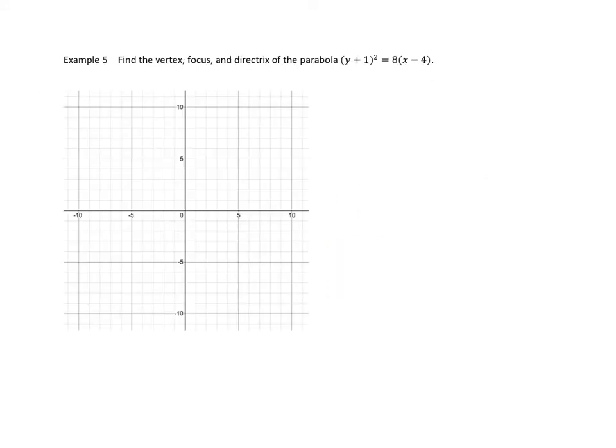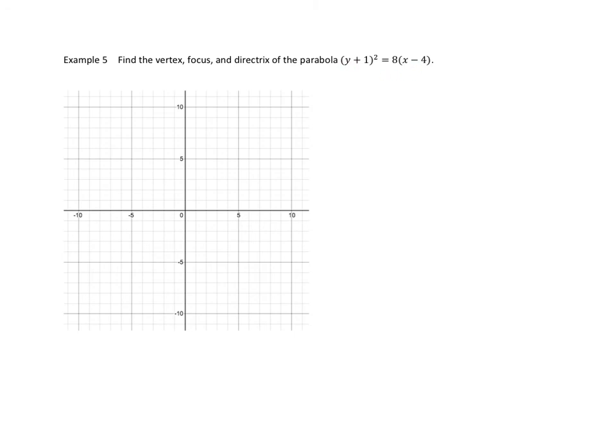For the last problem in example 5, I want to find the vertex, focus, and directrix of this parabola. This is different. I'm seeing there's this +1 and this -4, and I know that's going to affect the graph in some kind of way, where I don't think the vertex is going to be at 0, 0 anymore because we're moving it around.